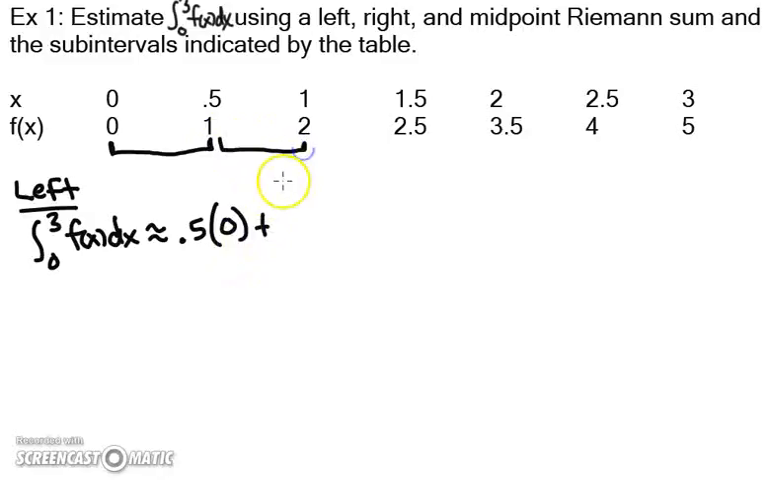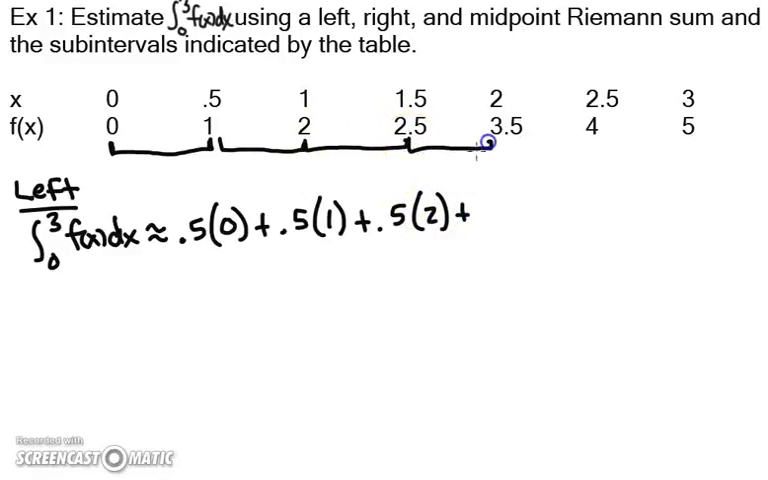Then we're going to look at our next rectangle. It's going to start at 0.5, go to 1, so the base is 0.5, and we're going to take the left hand of that rectangle. So the height for the second rectangle is the left number, so it's going to be 1. And then we're going to go again from here to here. Again, the base, the change in x, is 0.5. The left hand number is going to give us our height, so that's a 2.